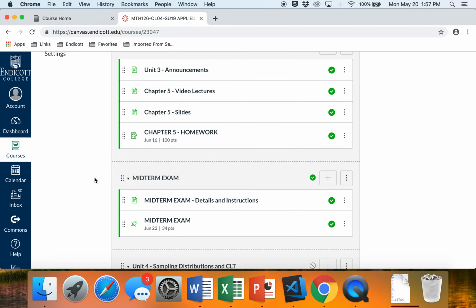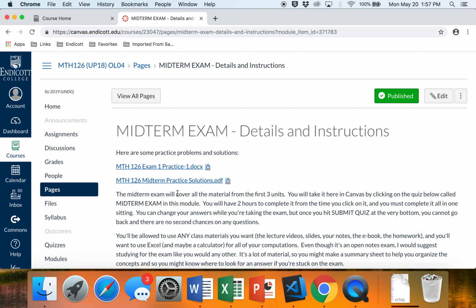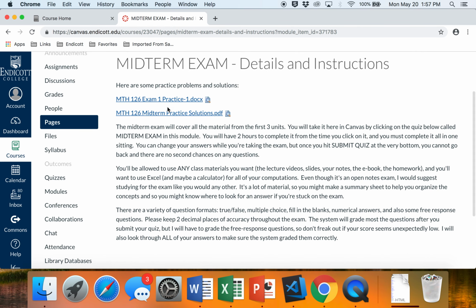The exams, I did mention that a little bit when we went over the syllabus, but the exams are here in Canvas. There's 2 links for each exam. There's a midterm and a final. The first link just has details and instructions, as the name suggests. There are practice problems here that you can try.